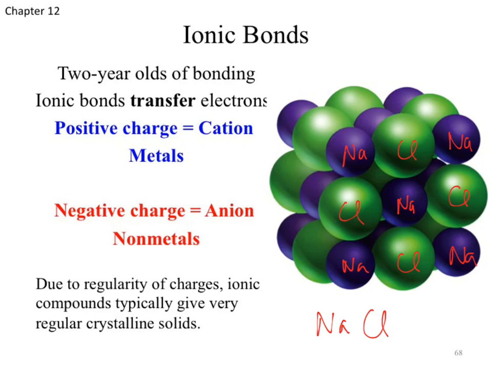Why is it only 1 sodium to 1 chloride? The charge on chloride is -1. The charge on sodium, +1. Why is it 1 to 1 of each? Because 1 of each gives me a neutral charge. Okay?